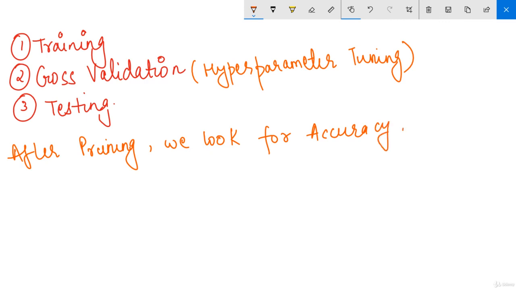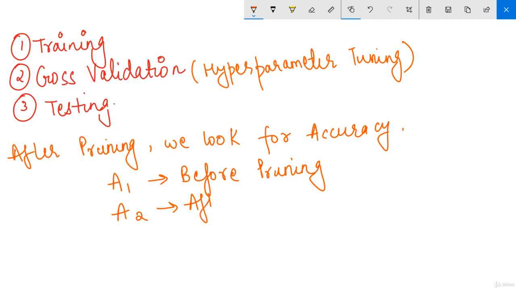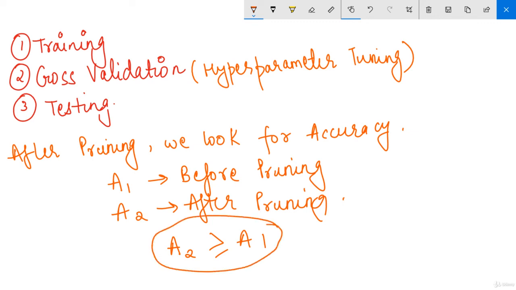Let's say we found accuracy A1 before pruning, and accuracy A2 after pruning. If A2 is better, or greater than or equal to A1, we will allow it to prune at that point. This is how we do the pruning.